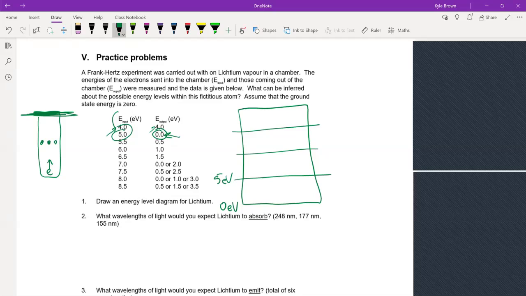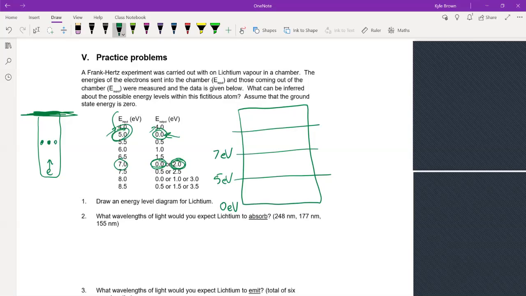All right, where's the next one? It keeps going up and up, and then we get to 7. At 7, none of it gets through, or 2 of them get through. What does that mean? Well, that means that at 7, all of the electrons are getting gobbled up by our 7 energy level. And then the 2 comes in because maybe some of these electrons just interacted with the 5 and then had 2 electron volts left over. Either way, 7 electron volts is going to be our next one.